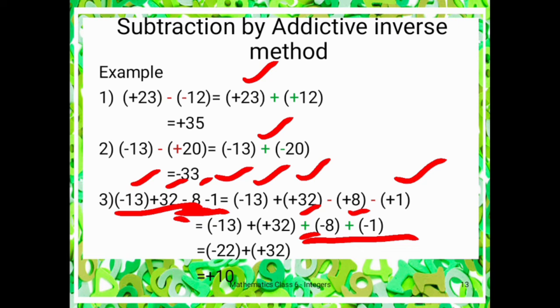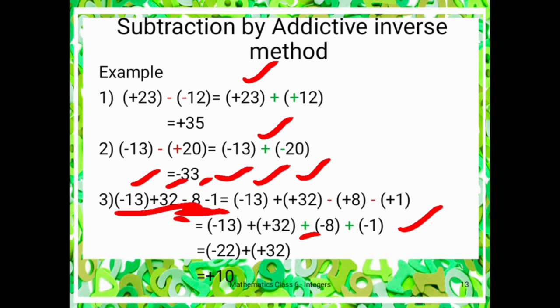Here look, plus 8 becomes minus 8. Plus 1 becomes minus 1. Okay. So, the question becomes minus 13 plus 32 plus minus 8 plus minus 1. Okay, simply change the subtraction operation as additive operation along with the additive inverse of that number.